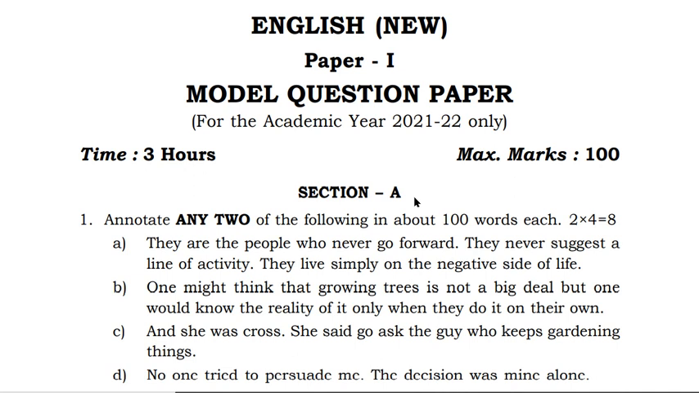Now onwards we discuss section wise and question number wise. The complete question paper contains how many questions? 20 questions. Okay, let us start.